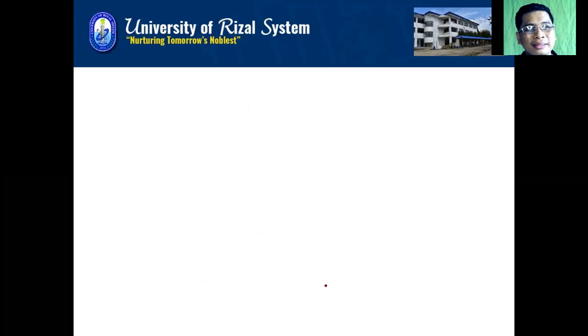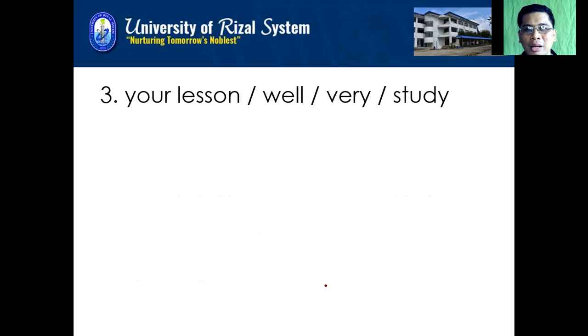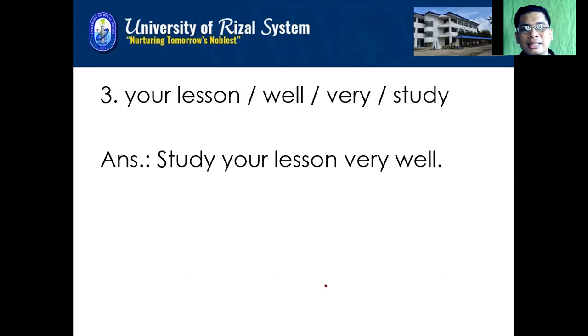Then third, your lesson well, very study. Study your lesson very well. Study. So we begin with the verb. Your lesson, which is your object, and very well, which is an adverb. Study what? Your lesson. How? Very well. So it is a VOA pattern. Verb, object, adverbial.